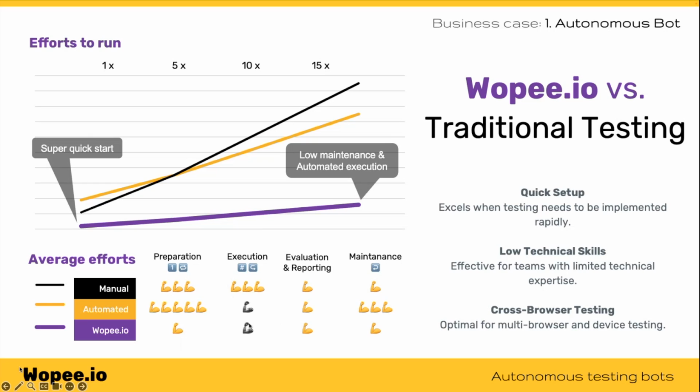Then the execution is very similar or the same as for automated tests. We are very similar compared to manual and automated testing for reporting and assessing the results. And in maintenance, I believe we are as simple as manual testing efforts. So this is a quick comparison.